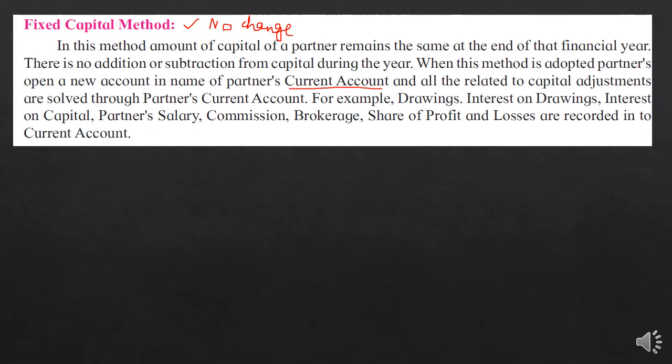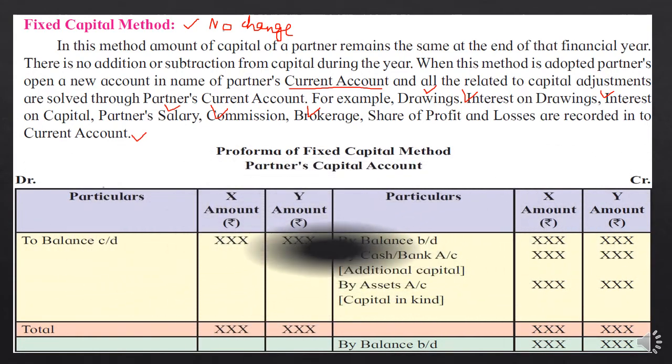For example, drawing, interest on drawing, interest on capital, partner's salary, partner's commission, brokerage, share of the profit and loss, all are related to the partners, and that should be adjusted in the partners capital account. But here it is a fixed capital method, so we will adjust all these adjustments into the current account of the partners. So students, you can see the pro forma of the fixed capital method.